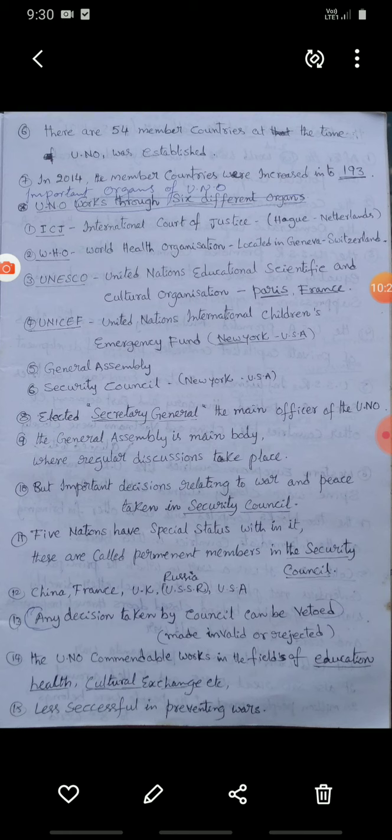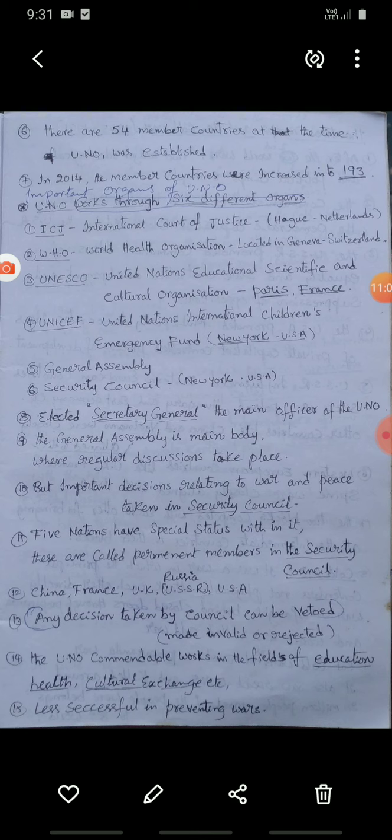Five nations have special status within it. These are called permanent members in the Security Council: USSR, China, UK, France and USA. These five are the permanent countries in the Security Council.